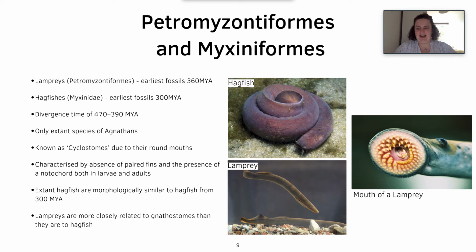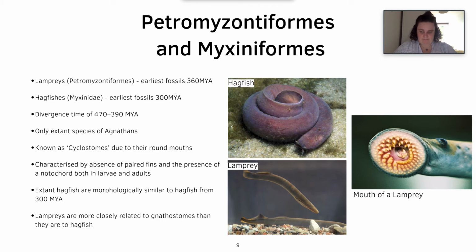And these two organisms are known as cyclostomes, and this is due to their round mouths, which is shown on that diagram to the right. Really weird animals. And so lampreys and hagfishes are characterised by the absence of paired fins, as well as the presence of a notochord both in the larvae and adults.